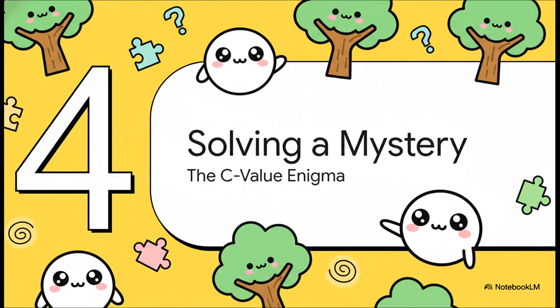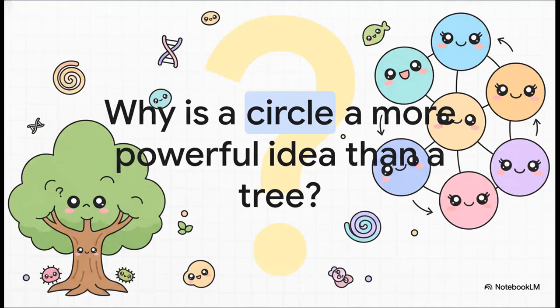All right, so a new model is cool and all, but it's only really useful if it can explain something that the old one couldn't. And as it turns out, this circle idea might just solve a really old evolutionary mystery. So why is a circle a more powerful idea than a tree? I mean, apart from just looking cool, what does this actually tell us about how evolution works?